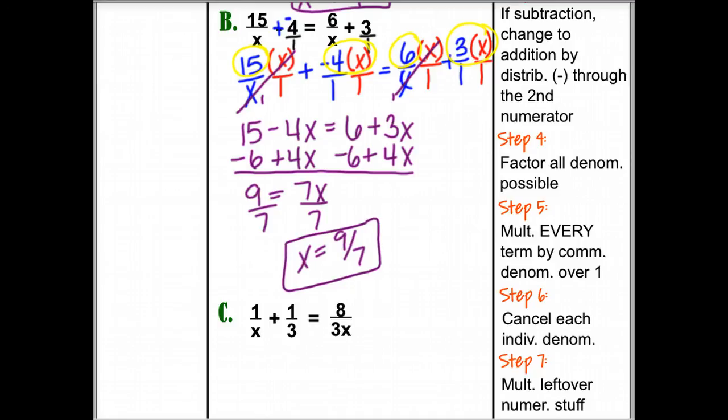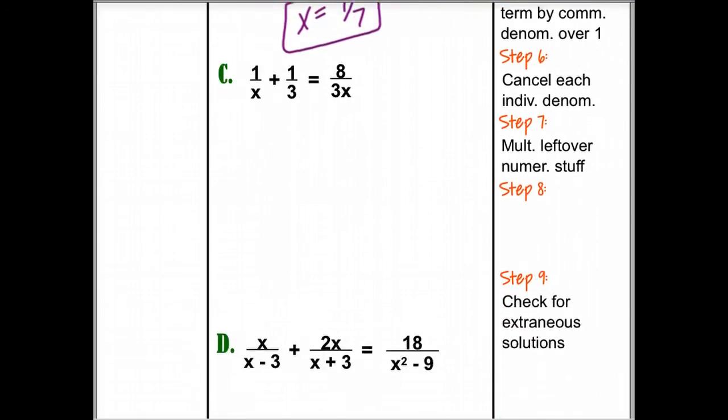When I go back up to the top, I see that my only restriction is that x cannot equal 0. Therefore, because this is not equal to 0, we are good to go. Moving on to example C.